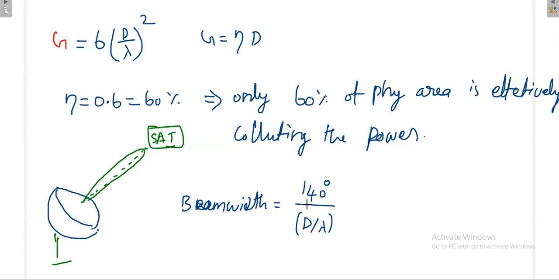There is some derivation behind this, but don't worry about the derivation. Simply remember the formula from an exam point of view: 140 degree divided by d by lambda. Where, what is d? Is d directivity or diameter, sir? Anybody?